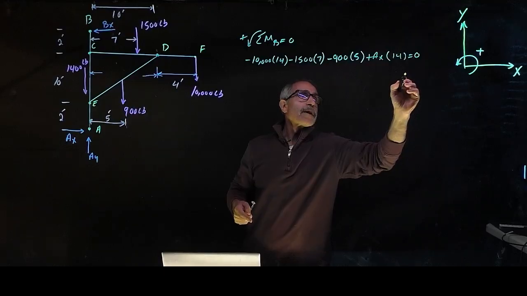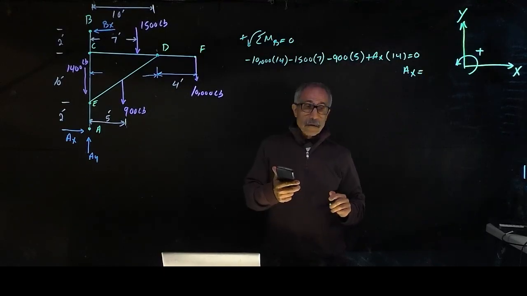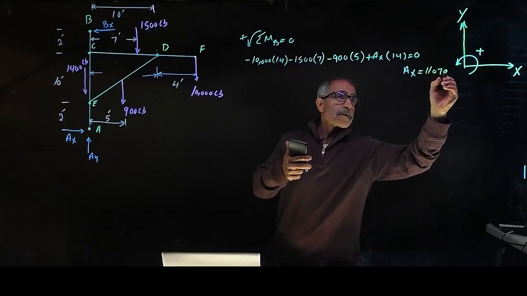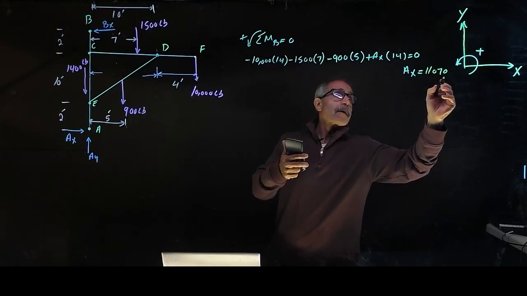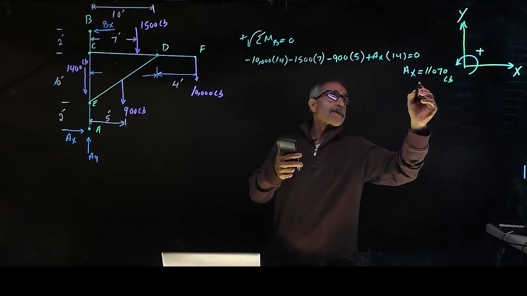Equals 0. So AX comes out to be 11,070 pound, and that's going to be AX coming this way, it's positive.